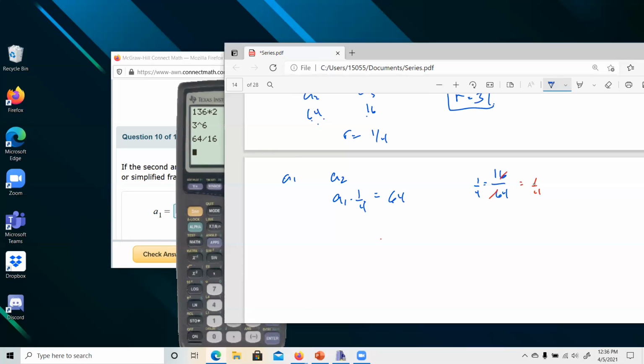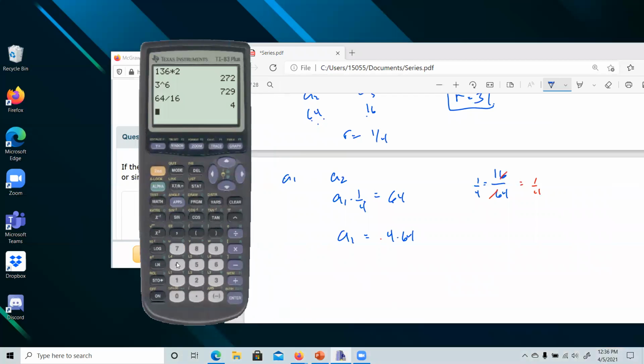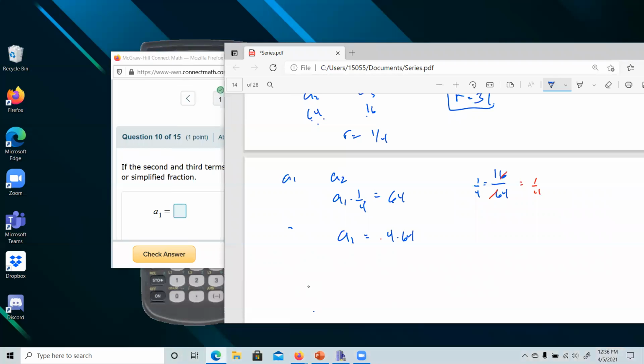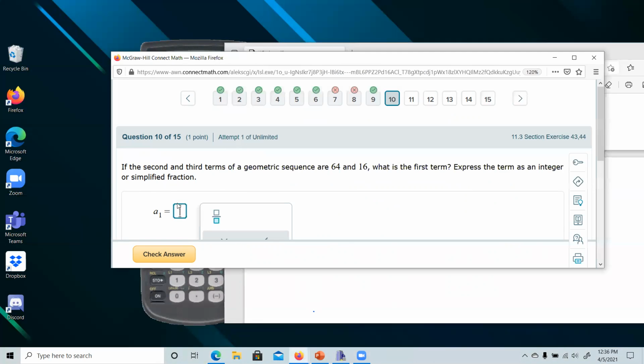But that's the case we have. So we're going to say A1 is equal to 4 times 64. And I don't know what that is offhand. I think I do, but 256. Very good. Okay, so our A1 was 256, multiplied by a quarter we get 64, multiplied by a quarter we get 16, and so forth. So we start off with 256.